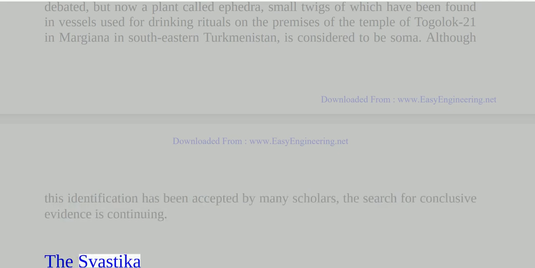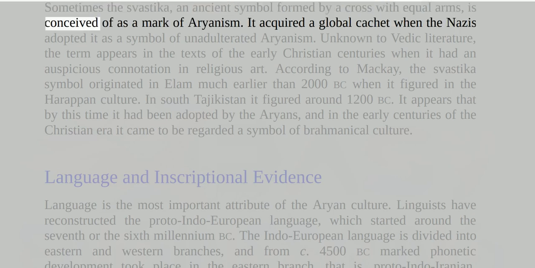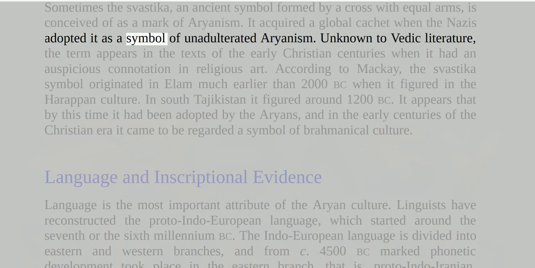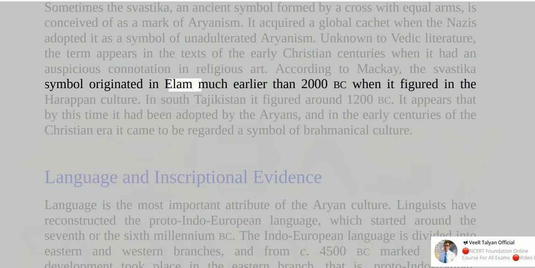The swastika. Sometimes the swastika, an ancient symbol formed by a cross with equal arms, is conceived of as a mark of Aryanism. It acquired a global cachet when the Nazis adopted it as a symbol of unadulterated Aryanism. Unknown to Vedic literature, the term appears in the texts of the early Christian centuries when it had an auspicious connotation in religious art. According to Mackay, the swastika symbol originated in Elam much earlier than 2000 BC when it figured in the Harappan culture.